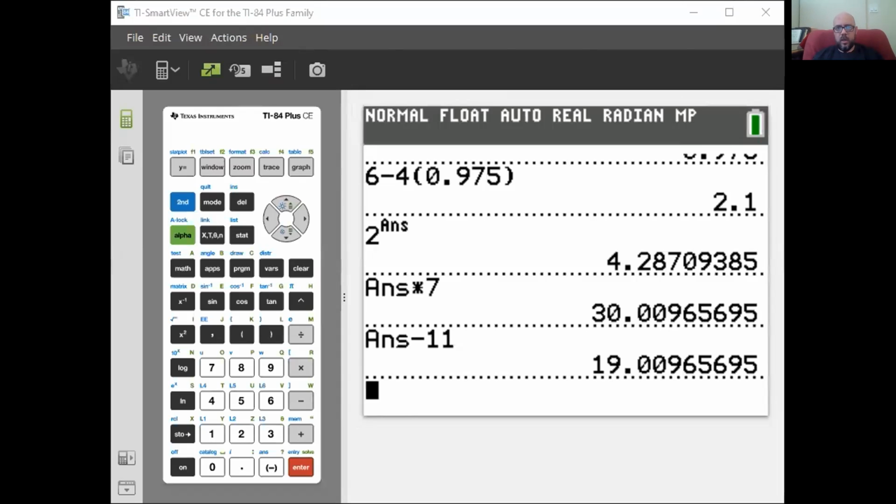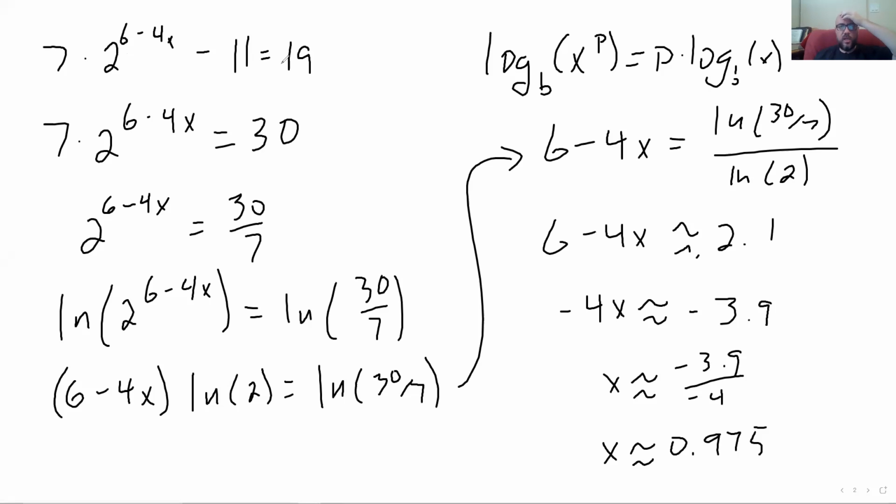Cool. So you just treat this like any other equation to get it down to just the exponential equals a number. Then you use the power property and solve that way. There you go. That's how to do them.